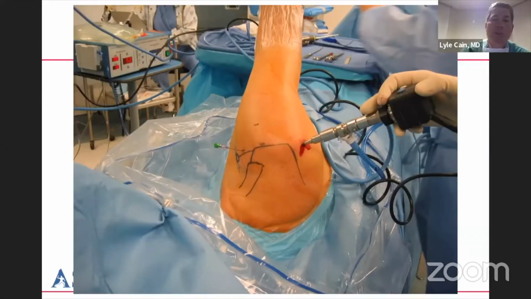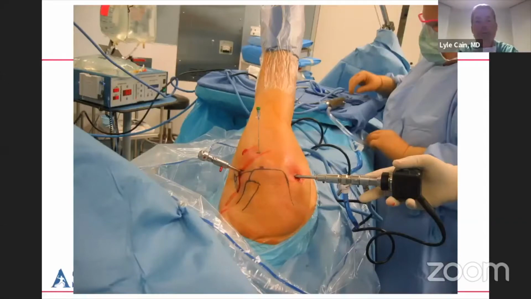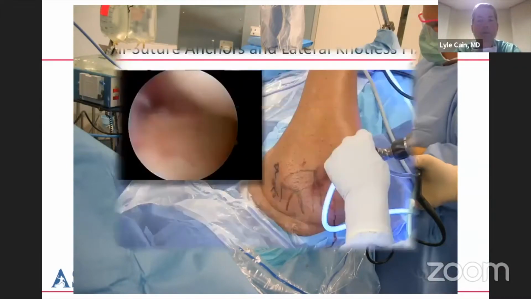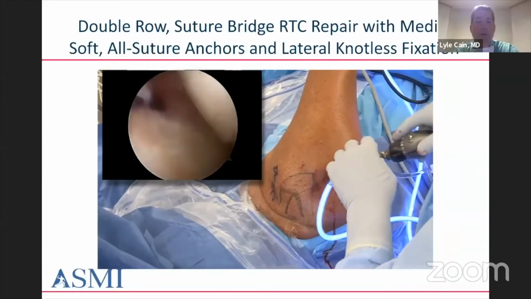We then put the scope in posteriorly. We do an outside in technique. We use a spinal needle to localize our anterior portal, make an anterior portal. And then once we're in the subacromial space, we also use a needle to localize our lateral portal, which would be for our acromioplasty.